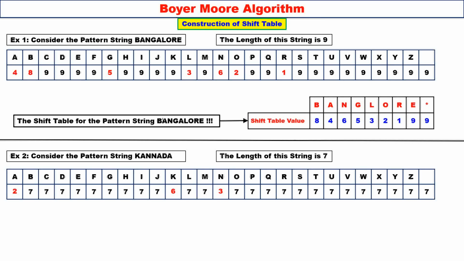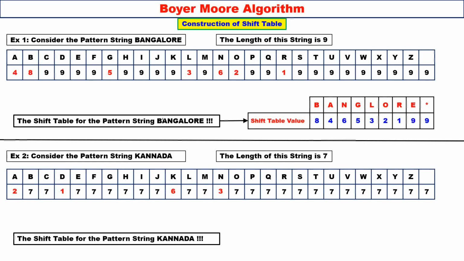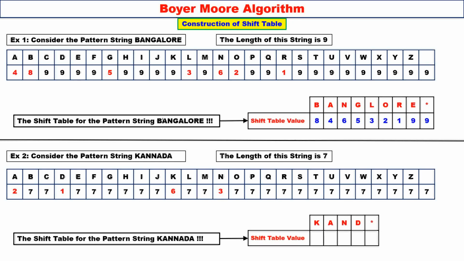Now it is updated to 2. D: there is only one character in front of D, therefore D will become 1. Last character, we need not do anything. Therefore, the shift table for the pattern string Kannada is: K is 6, A is 2, N is 3, D is 1, and for all the remaining characters, it is 7. I think construction of the shift table is quite easy.